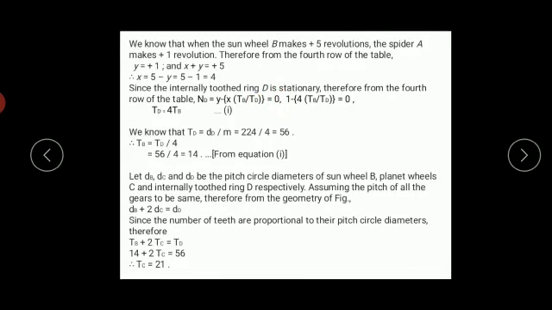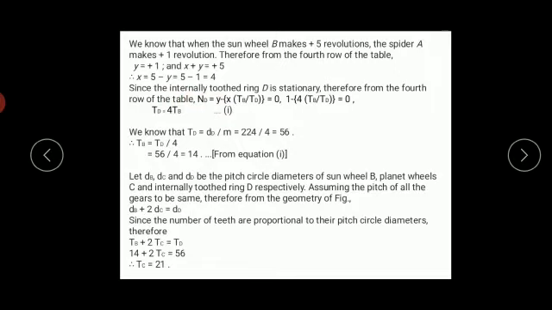Now y is 1, which we have already found, x is 4, and Tb by Td. This equation has to be equal to 0. So from this equation, we get the relation that the number of teeth on gear D is 4 times the number of teeth on gear B. This is equation number 1.